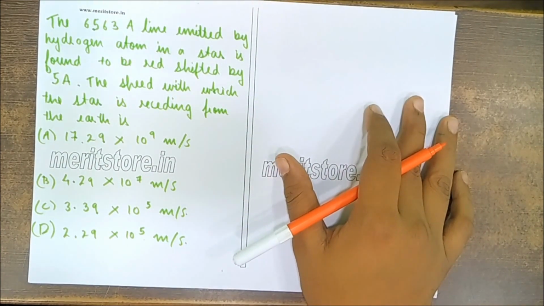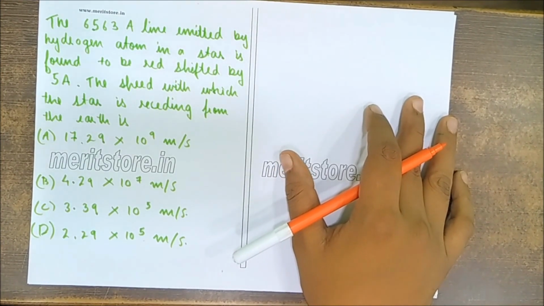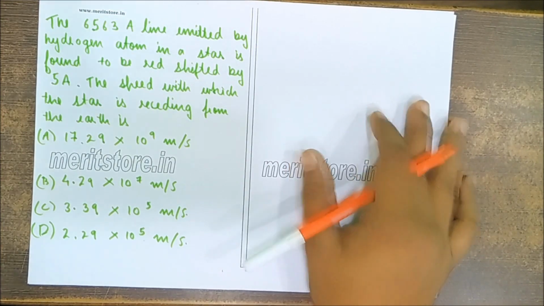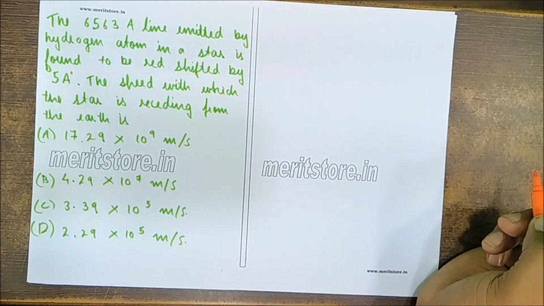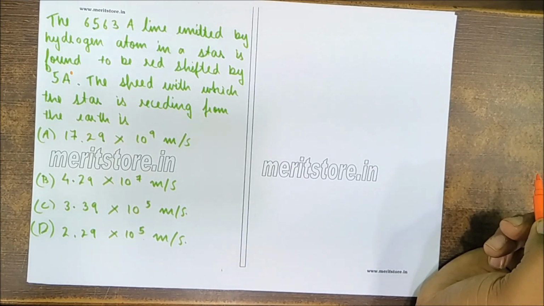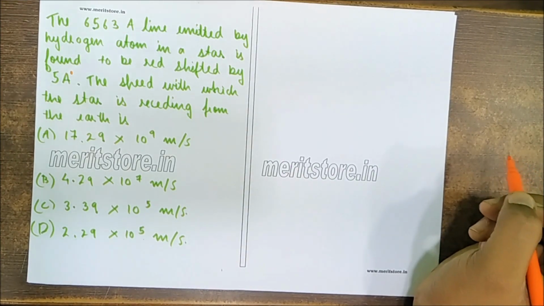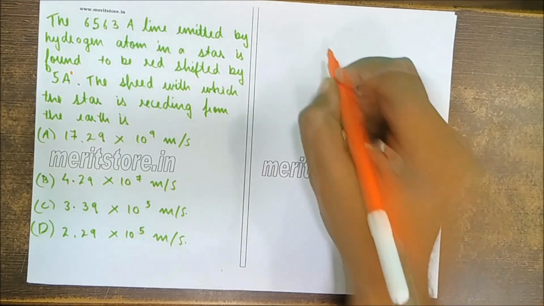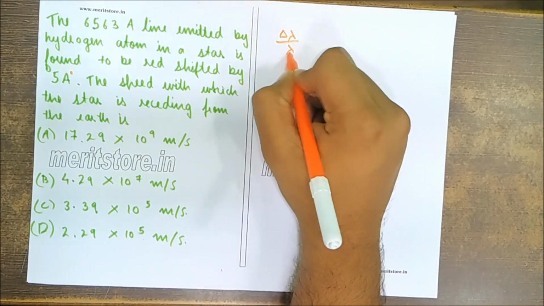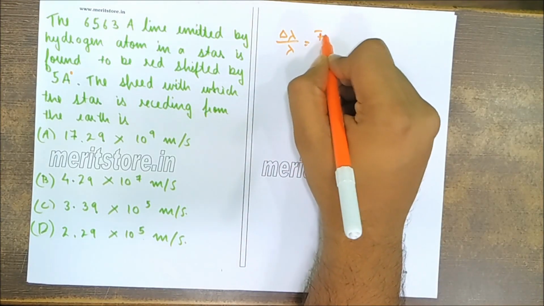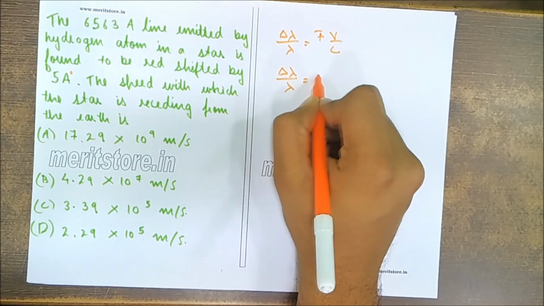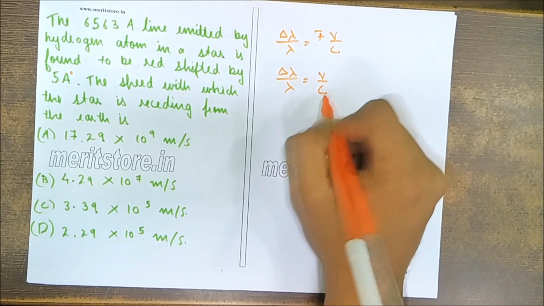The 6563 line emitted by hydrogen atom in a star is found to be redshifted by 5 angstrom unit. The speed with which the star is receding from the earth is, okay, whenever a question arises on spectral lines of stars, we straight away use Doppler shift. So delta lambda upon lambda is equal to minus plus V by C. I'll use the magnitude form. So delta lambda by lambda is equal to V upon C.